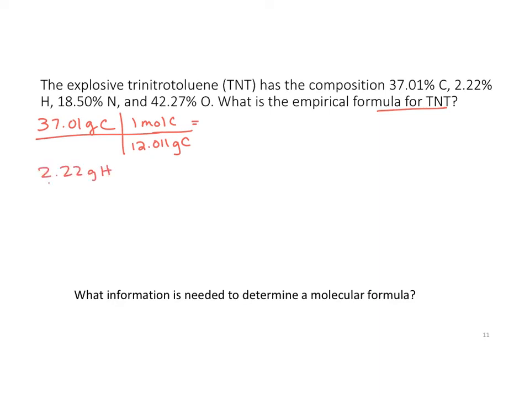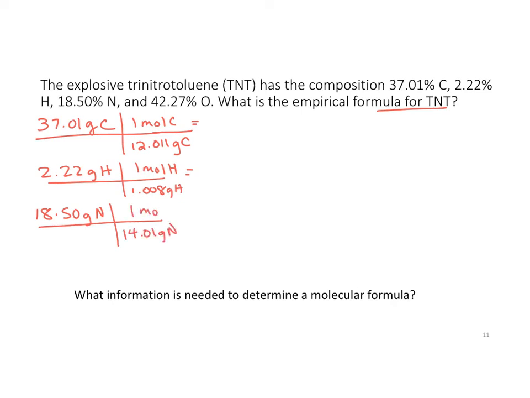2.22 gram of hydrogen, 1.008 gram of hydrogen for 1 mole of hydrogen, 18.50 gram of nitrogen, and 14.01 gram of nitrogen for 1 mole of nitrogen. Of course, I'm finding these values on the periodic table. 42.27 gram of oxygen divided by 16 gram of oxygen for 1 mole of oxygen. And now I'm going to get my calculator.